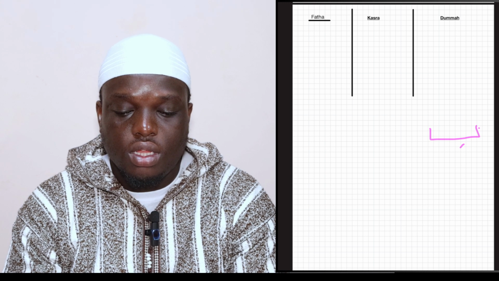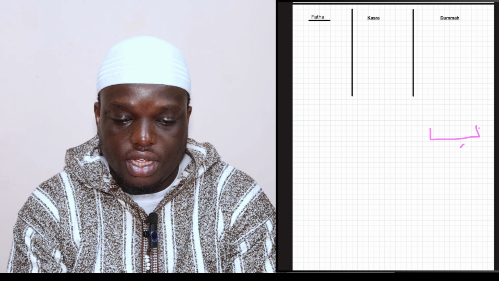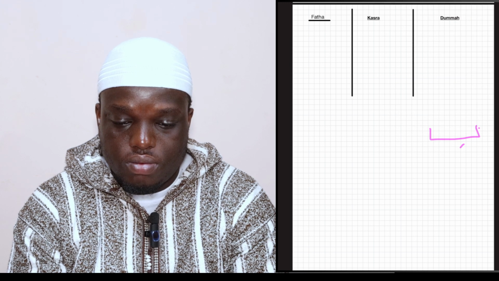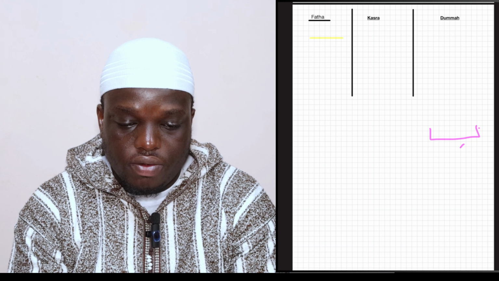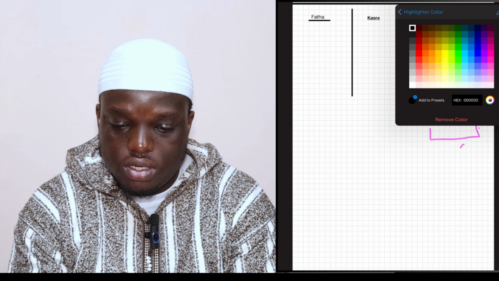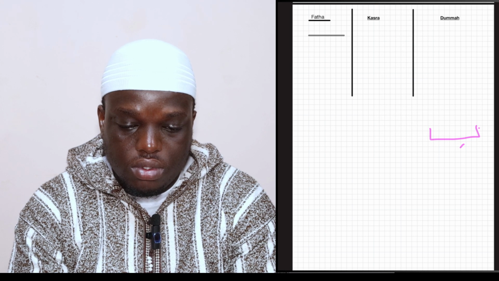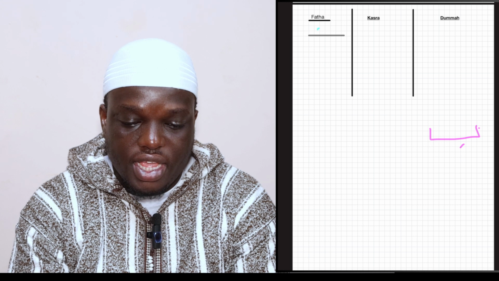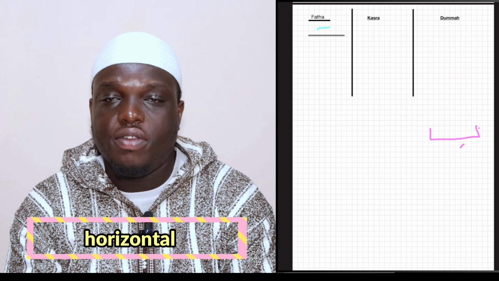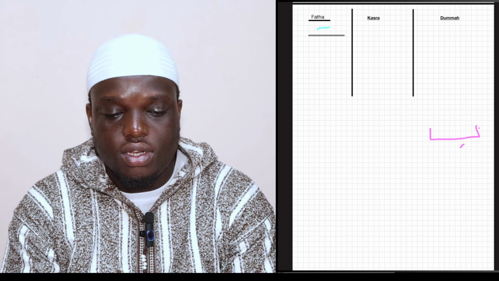So ba. Fatha. This is how the fatha vowel looks. With fatha, it's like a short line, a short vertical line that goes above the letter. That's the fatha. And then fatha gives out the ah sound.